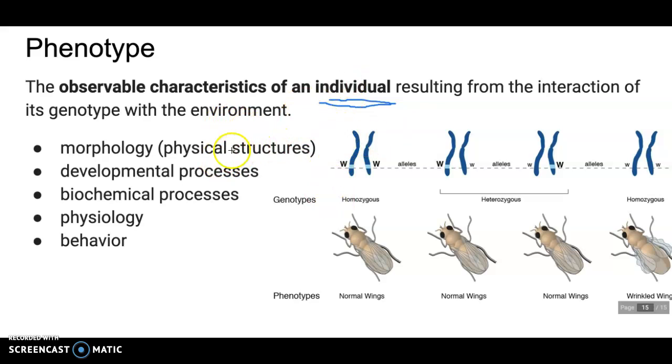And then finally, the phenotype is the observable characteristics of an individual resulting from the interaction of its genotype with the environment. That's important. Remember how genes can interplay with the environment there? It's that epigenetics piece. So these are all different things that can play a role in how genes are expressed.